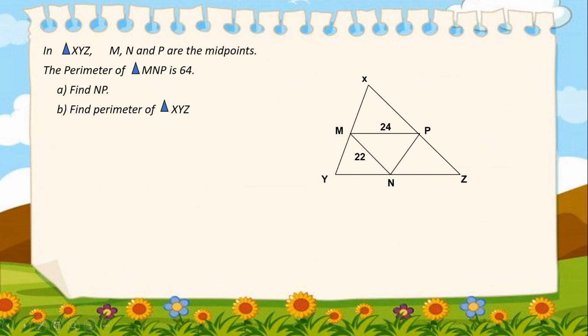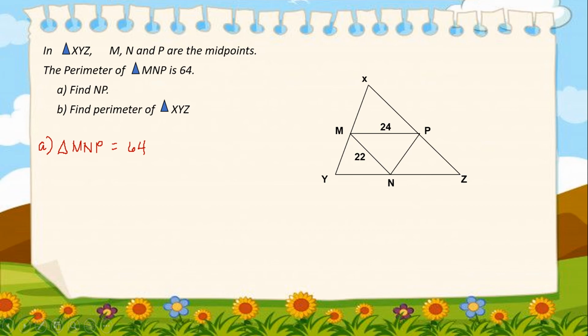Let's have another one. In triangle XYZ, M, N, and P are the midpoints. The perimeter of triangle MNP is 64. Letter A, find NP, and letter B, find the perimeter of triangle XYZ. So let's have letter A, find NP. The perimeter of triangle MNP is already given, which is 64.